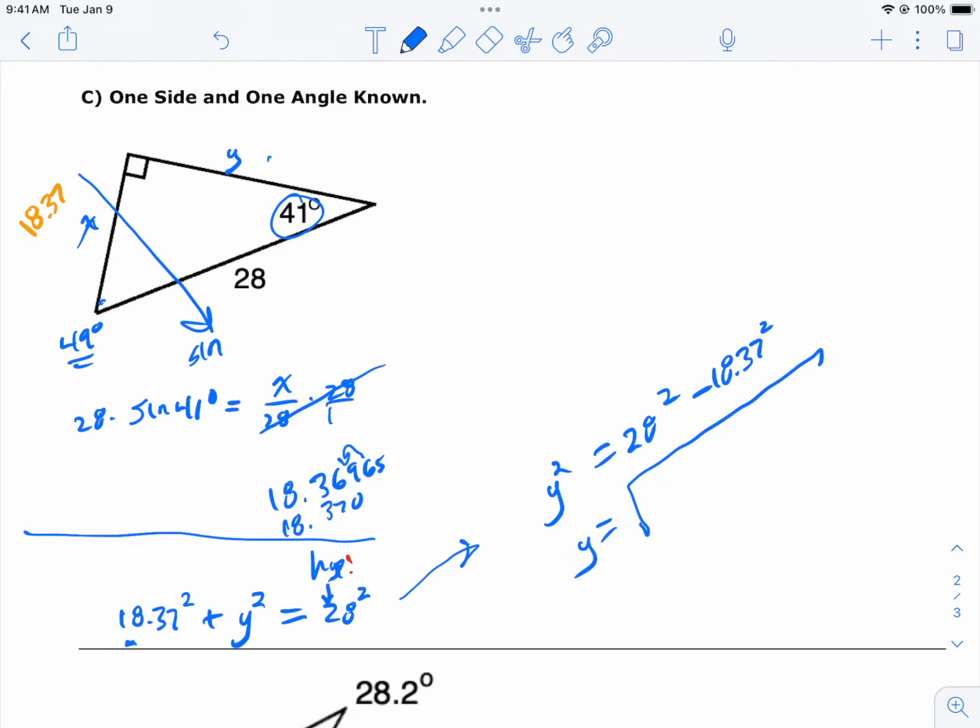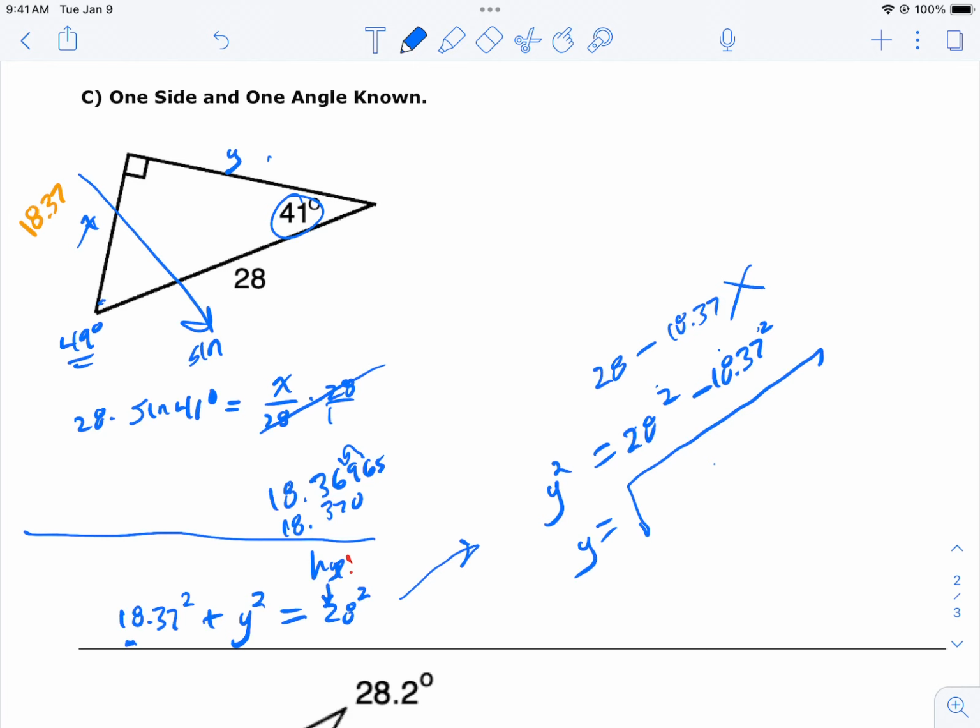So just make sure you're first squaring this and subtracting them, and then the square root is the last thing you do. Because obviously if you take the square root of these things separately, you go 28 minus 18.37, you get something a little less than 10, which is not going to be the answer. Here's the answer.